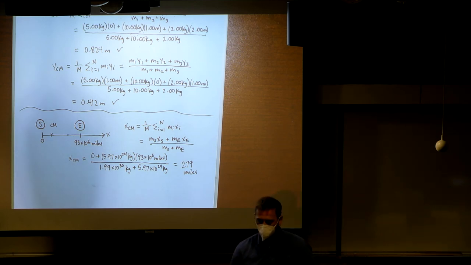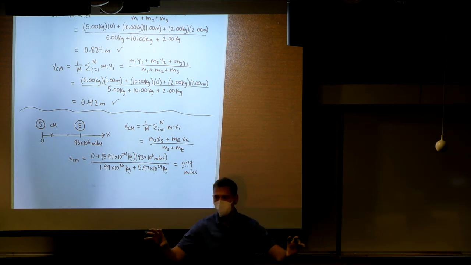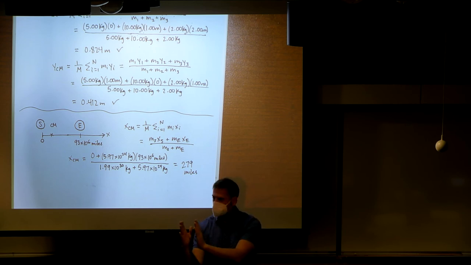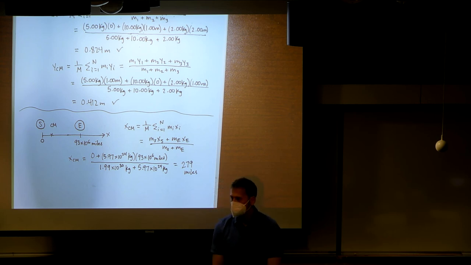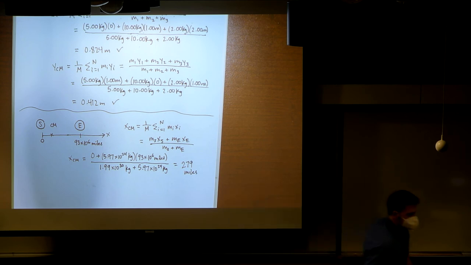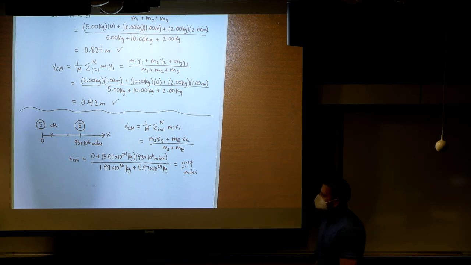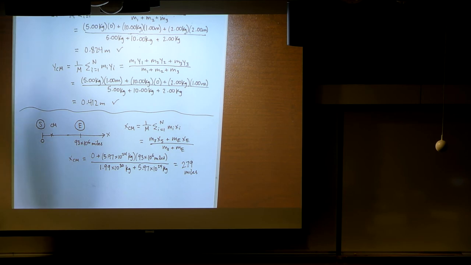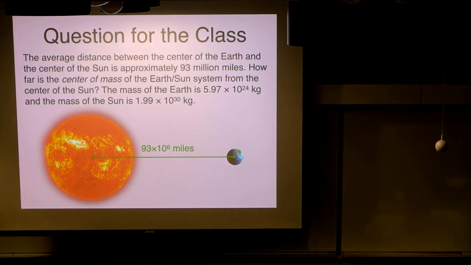If we take a look at the Sun and the Earth as a system in itself, then the center of mass of that system is just 279 miles away from the center of the Sun. So it's almost right in the center of the Sun for all practical purposes, because the Sun is just that much more massive than the Earth, okay? So it's very, very heavily biased towards the Sun. Any questions on that? We good? Okay, so you know what the center of mass is, you know how to calculate it.